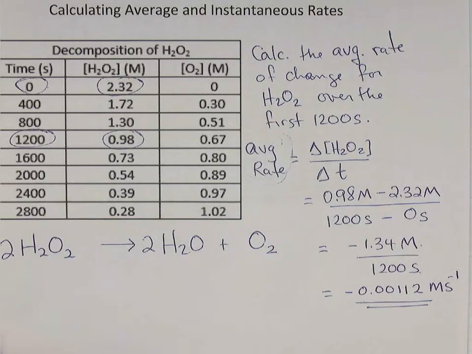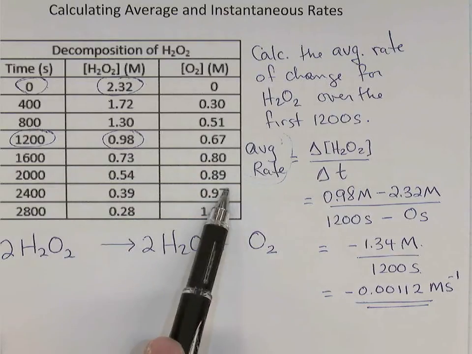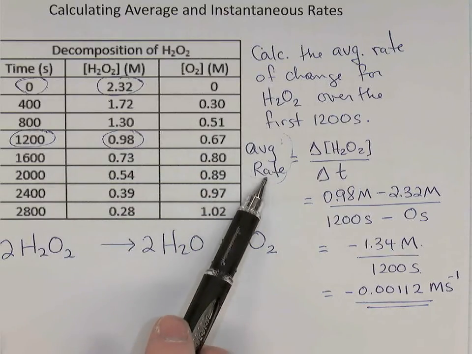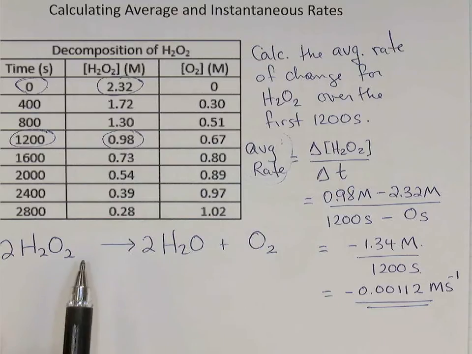Average rate by itself is a neutral statement. It doesn't imply whether you're producing or using up something. So the average rate can be positive or negative. It's positive if you're producing a product. It's negative if you're using up a reactant.